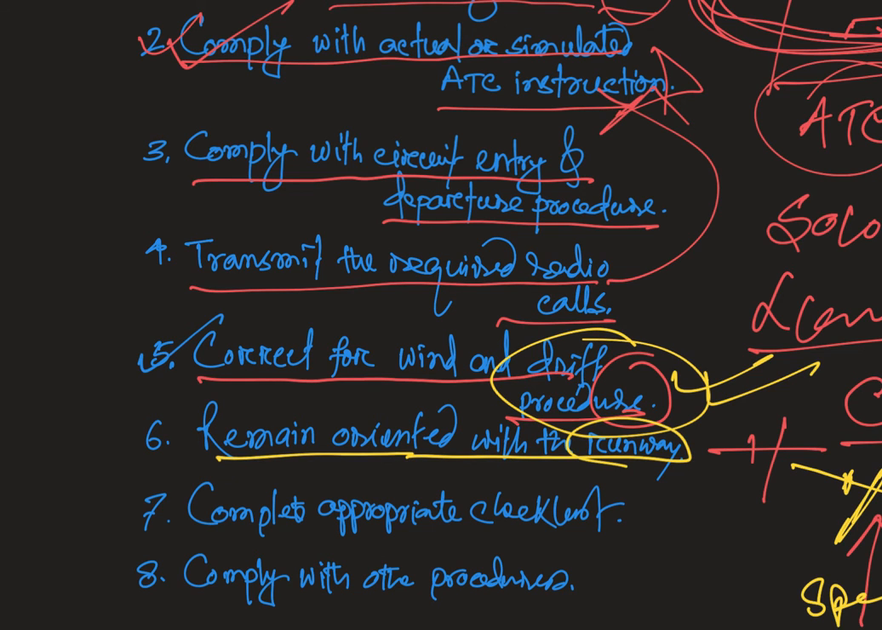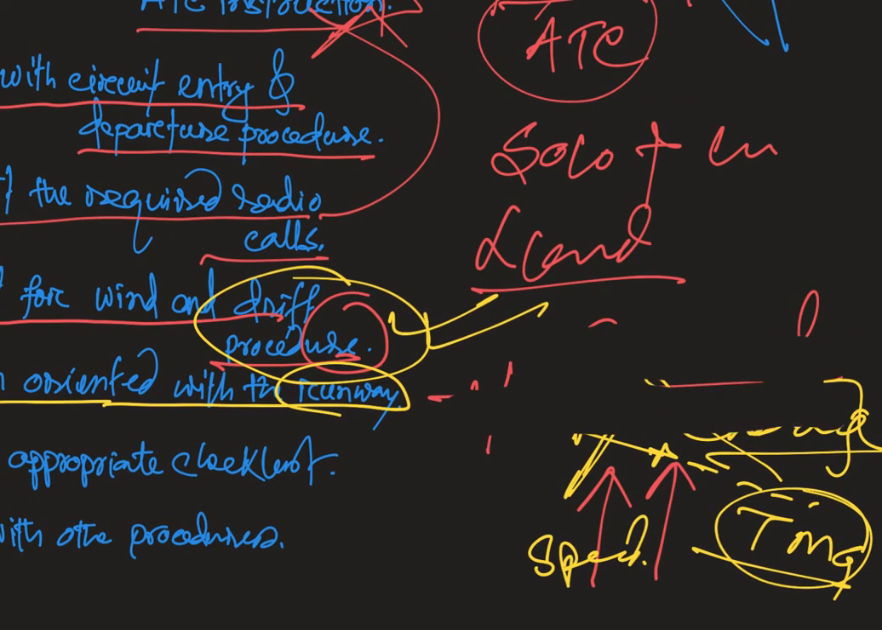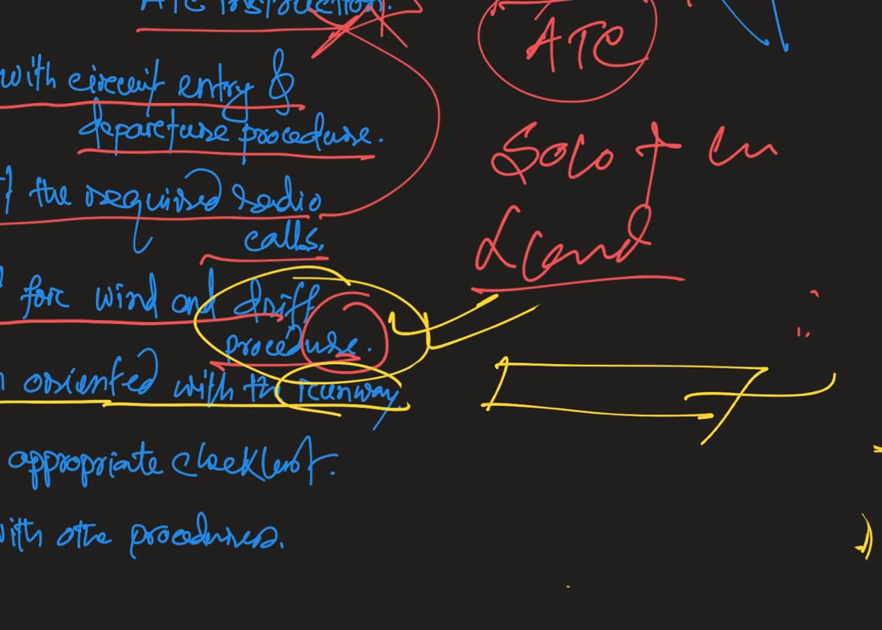Then always remain oriented with the runway. In a circuit, initially when students start their flying, sometimes they lose the runway, they can't find the runway. So that is why you need to always be oriented with the runway. Wherever you are, the very easy technique is to always know your position. If you know your position, you know where to look for the runway.